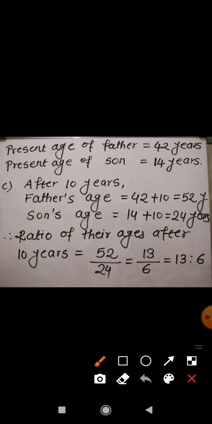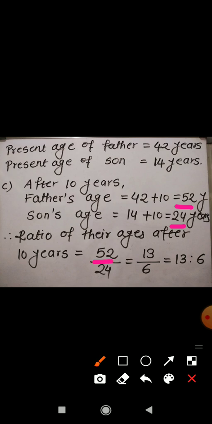Now in third part, we are asked to find out the ratio of age of father after 10 years to the age of son after 10 years. See, the present age of father is 42 years. After 10 years, the father's age will be 42 plus 10, that is 52 years. Similarly, the present age of son is 14 years. After 10 years, the son's age will be 14 plus 10, that is 24 years. So the ratio of their ages after 10 years will be 52 by 24, right?